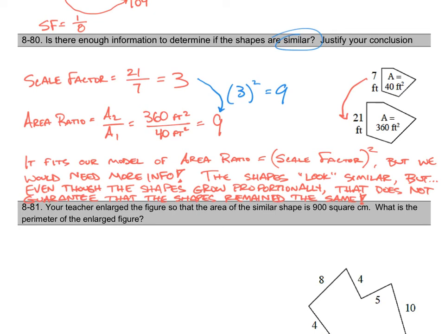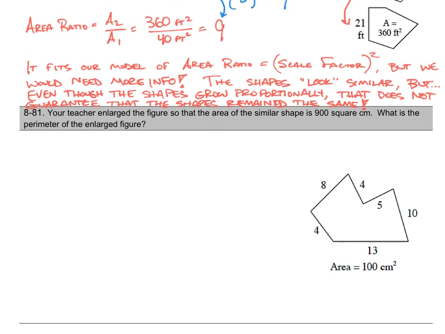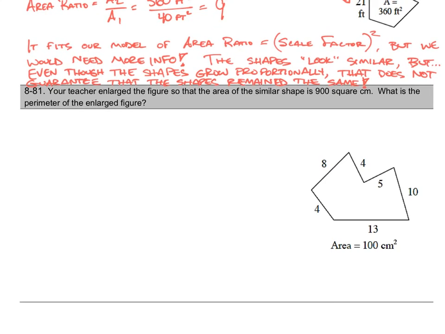Okay, let's move on to the last question here, 8-81. Your teacher enlarged the figure so that the area of the similar shape is 900 square centimeters. So this is going to be, we'll call this area 2. What is the perimeter of the enlarged figure? So we need to know the perimeter of the enlarged figure. We'll call that P2, and that's what we're looking for. So if we're looking for P2, let's go ahead and calculate P1 real quick. We'll call this shape 1.